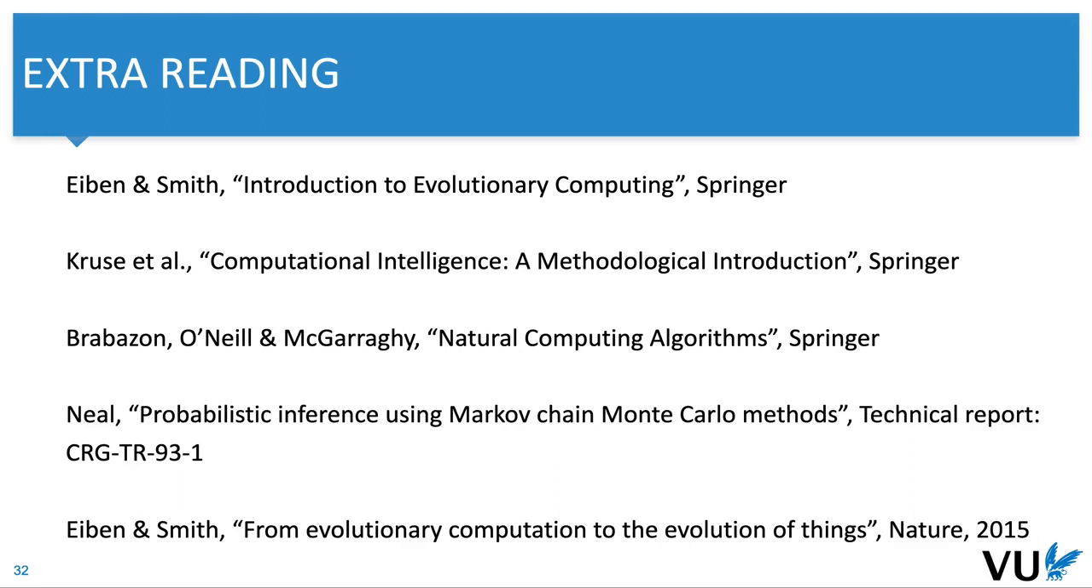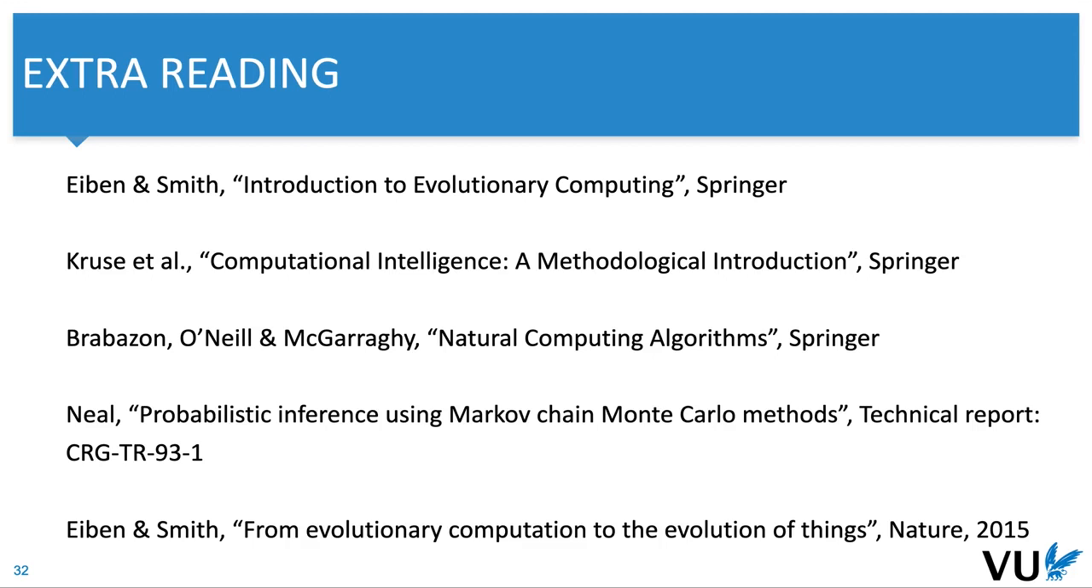And here is a list of extra reading. I always forget about it, but here it's Eiben and Smith's book, Introduction to Evolutionary Computing. It's a very well written textbook, in my opinion. So it's worth it to take a look into that. There's also a very nice book from Cruz et al., Computational Intelligence, a methodological introduction. You can also see there some neural networks. However, in my opinion, it's not perfectly written. There is a very nice book from Brabazon, O'Neill, and McCarthy, Natural Computing Algorithms, with many different approaches.